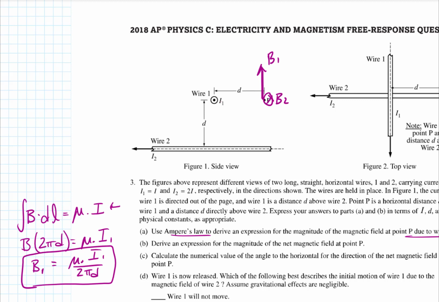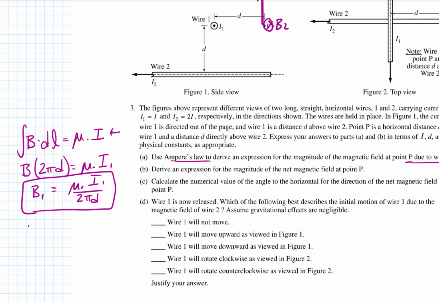So if you wanted to look at point P, magnetic field 1 would be coming out of the page, and magnetic field 2 would be going in this direction. So if I want the total magnetic field there, it's the vector sum of those two. They're 90 degrees to each other. We found B1. B2 is going to be similar to that. We'll go ahead and write it right there. B2 is mu 0 I2 over 2 pi, and we're the same distance d away.